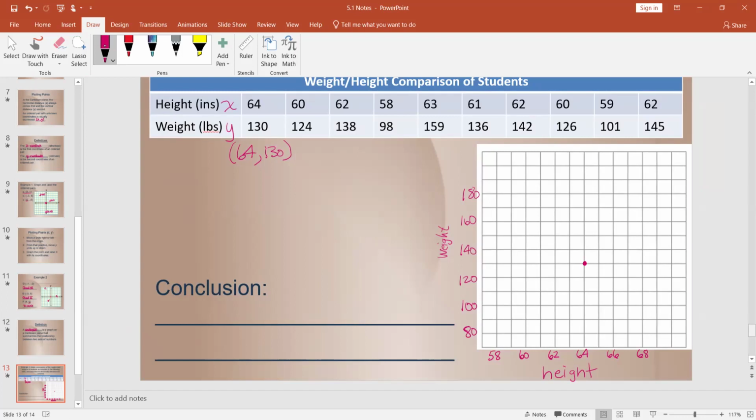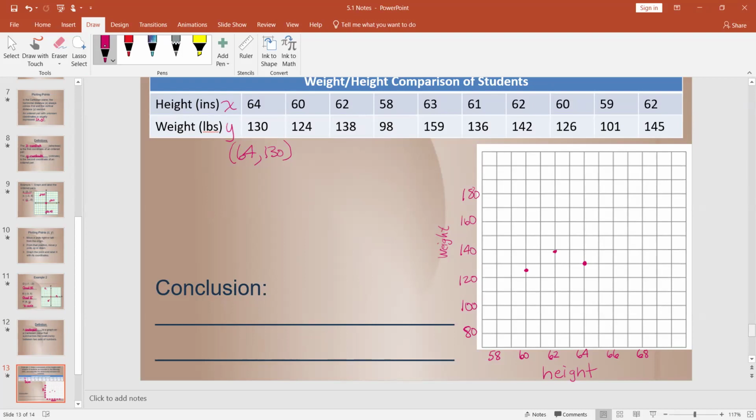Okay, so height is 60. We go 124. So I'm going to go somewhere in between the 120 and 130. So 80, 90, 100, 110, 120, and then somewhere about right here. Okay, so height of 62. So find 62 and then 138. So I'm going to go up to 140 and then come down just a smidge, a little bit under the 140.